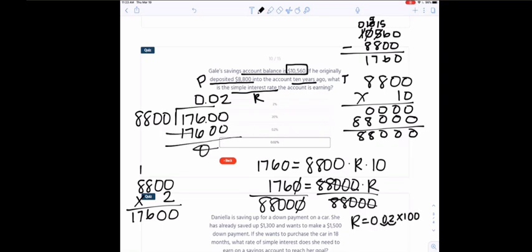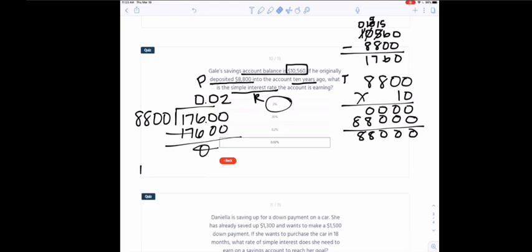Now we multiply our rate by 100. We move it over 2 decimal points to the right, and it becomes 2%. And there we are. All right, I hope you got that. We're moving on to number 11 now.